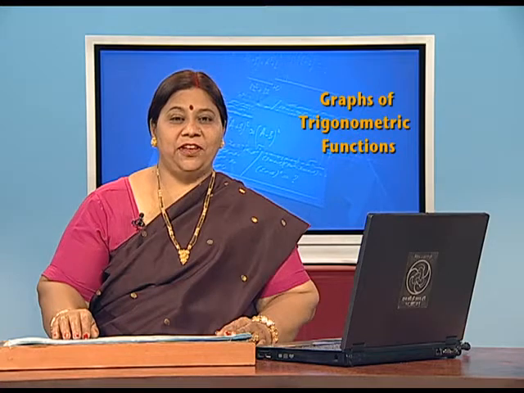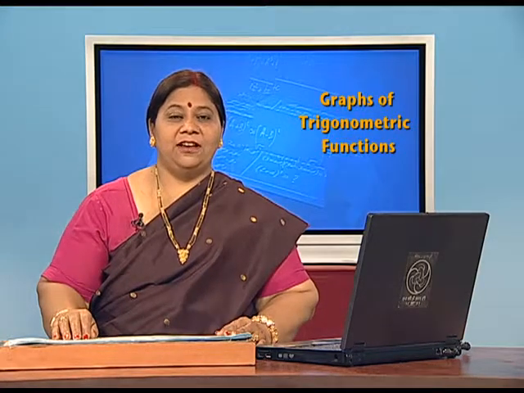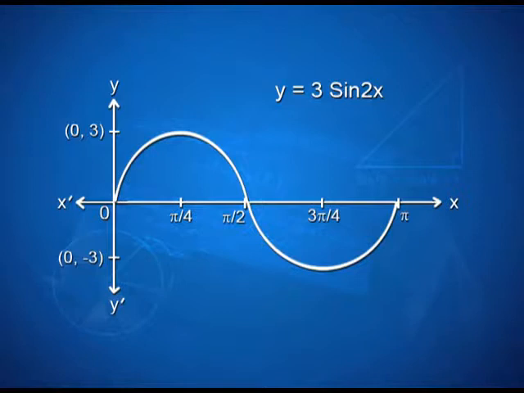So, students, let us pick up one more example to see how we can sketch the graph of the function y is equal to 3 sin 2 x. To obtain the graph of y is equal to 3 sin 2 x, we first draw the graph of function y is equal to sin x in the interval 0 to 2 pi, and then divide the x coordinates of the points where it crosses the x axis by 2. This is the way we can draw the graph of the function y is equal to 3 sin 2 x.